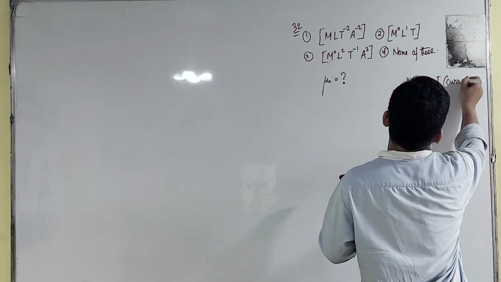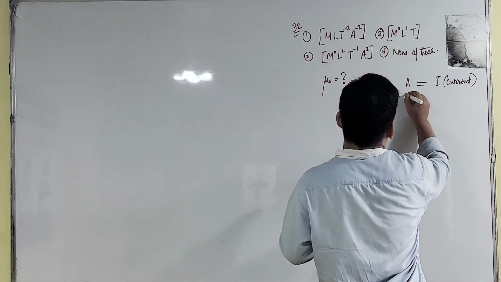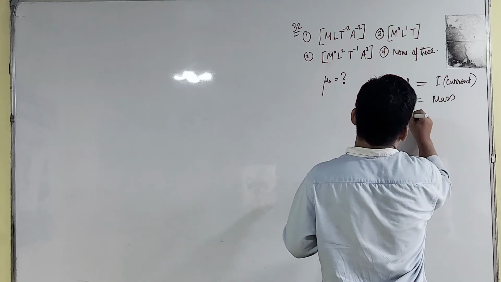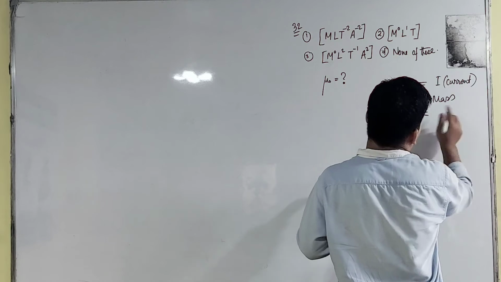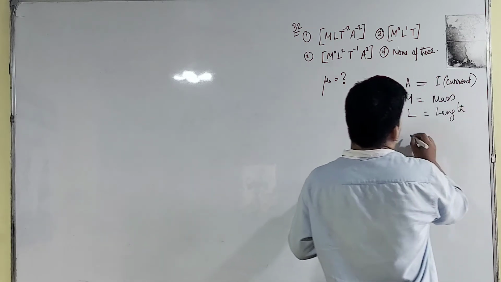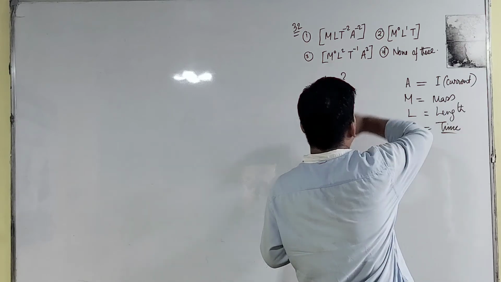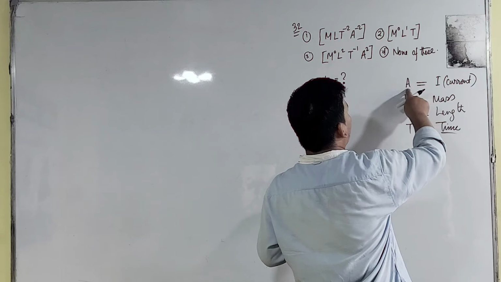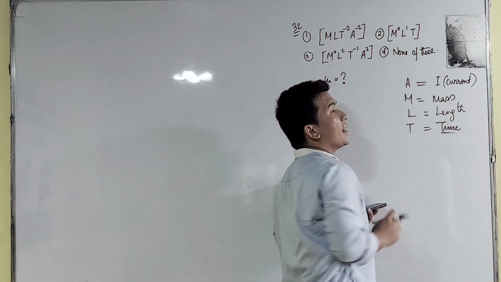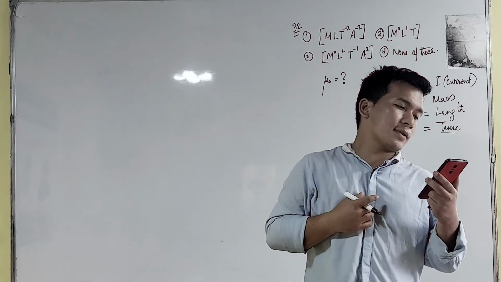The current's representation I has dimensional analysis: mass is M, charge is L, length is L, time is T. In your previous question, instead of A, we are given the freedom to use I.